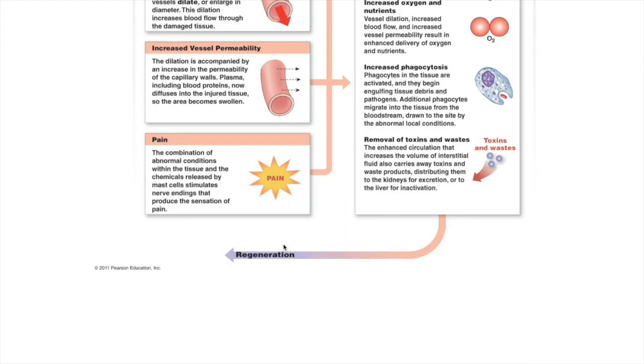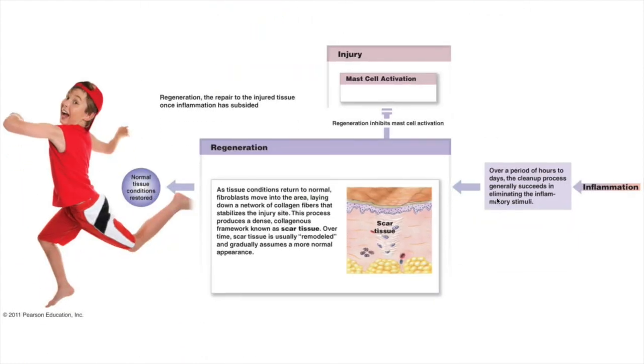And then over time, the damaged tissue is repaired. We call this regeneration, and we're good as new. And that is the end of chapter 4.